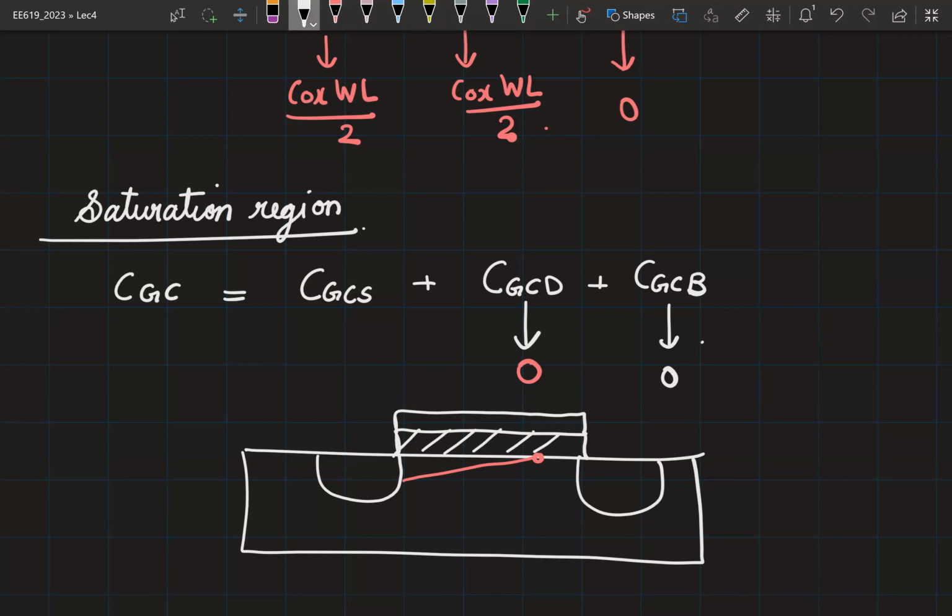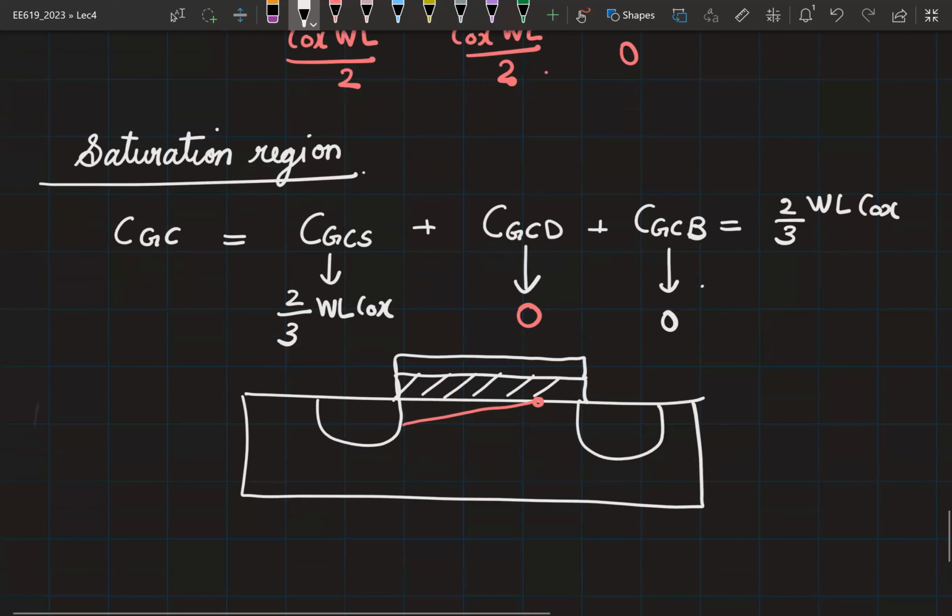Now CGCS will be equal to 2/3 into WLCOX. So the total capacitance under saturation region is simply 2/3 WL into COX. So we will not get into the detailed calculation for this. So you can simply remember this result.